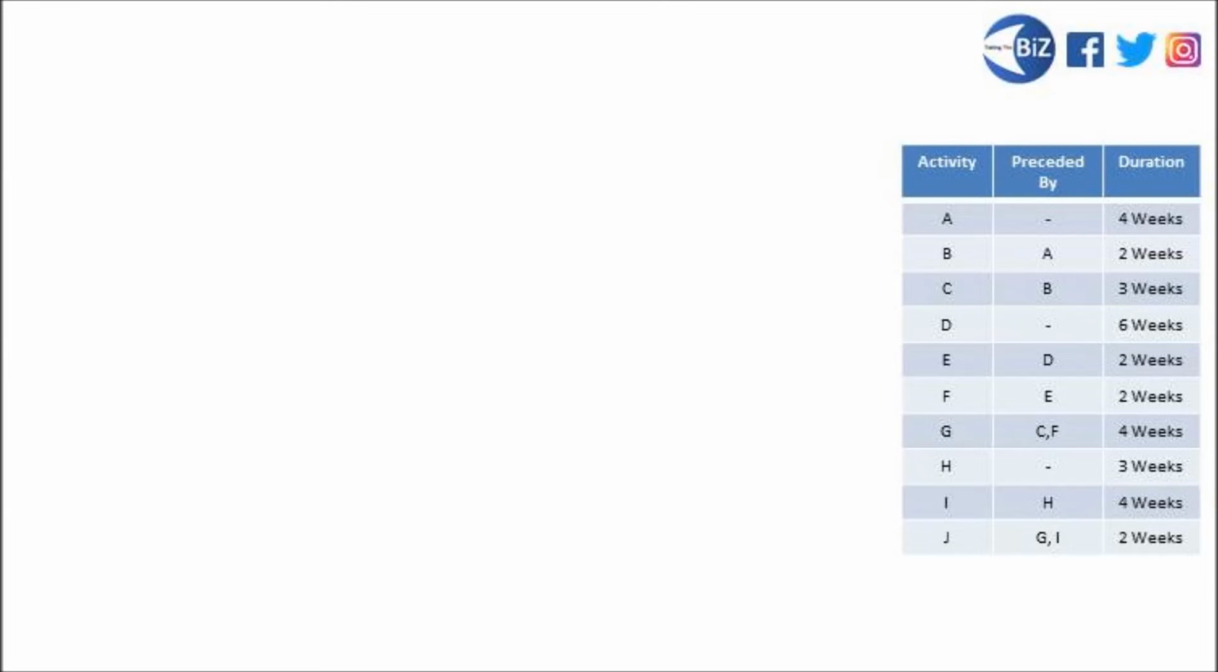The middle column says preceded by, and that shows us what activities have to be finished before another activity can take place. So for activity B, for example, you can see that that one cannot happen unless A is already finished. That's what preceded by means. In the final column, we've got how long each of those activities is going to take us. So if we use that little table, we're going to try and get going on drawing a network diagram.